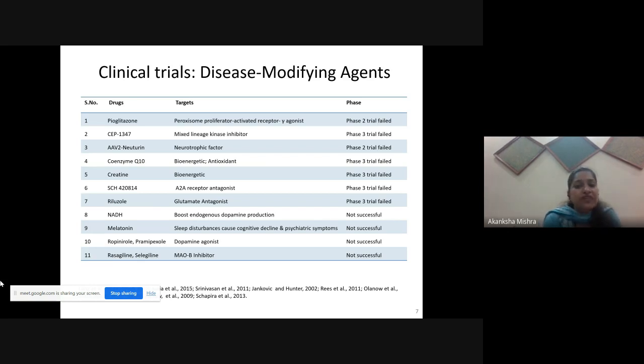Again, phase 2 trial failed. Then other drugs, for example, coenzyme Q10, which is an antioxidant and bioenergetics. Again, phase 3 trial failed. Then creatine, again, mitochondrial bioenergetics, it is used. So phase 3 trial failed.